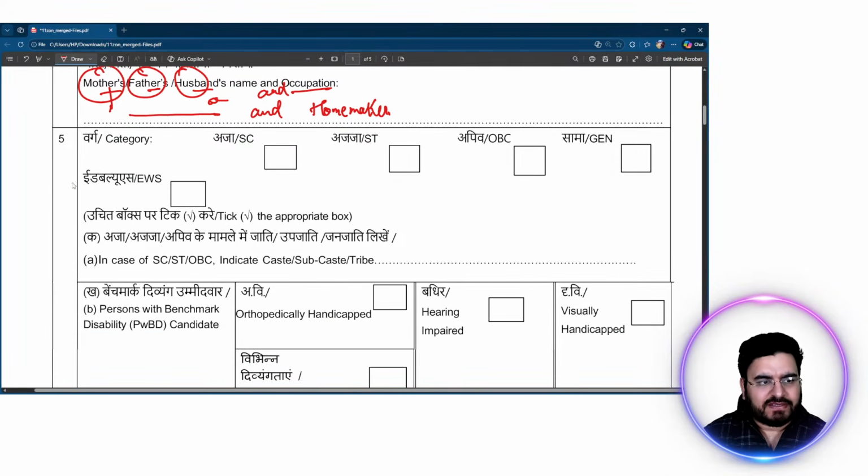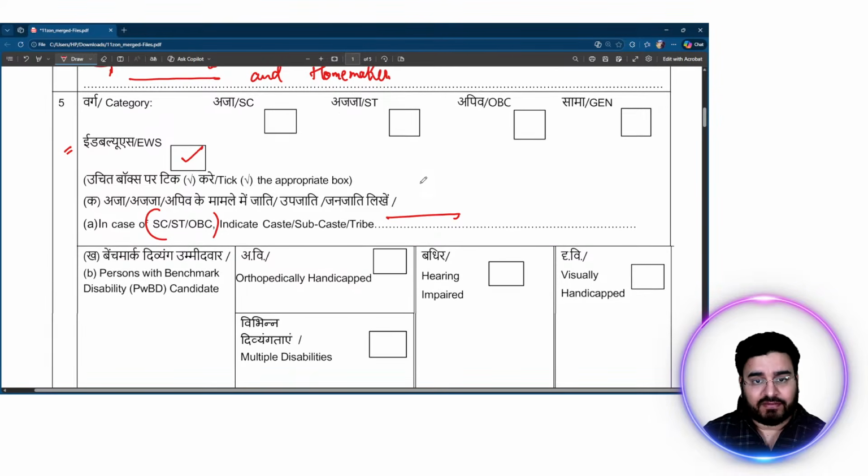Then the fifth one is the category. From which category are you applying? Are you applying from SC, ST, OBC, general category, or EWS? So you have to tick it here. And let's say if you are from SC, ST, OBC, and you have any subcaste or any particular caste under this, you have to mention it right here.